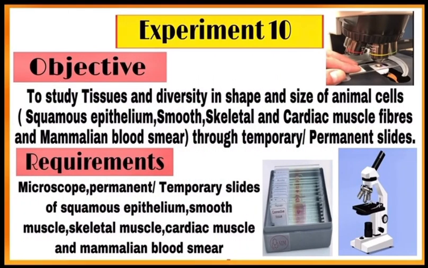Right, objective of the experiment, that is to study tissues and diversity in shape and size of animal cells. Here we will study squamous epithelium, smooth, skeletal and cardiac muscle fibers and mammalian blood smear through temporary or permanent slides. Requirements for the experiment include microscope, permanent or temporary slides of squamous epithelium, smooth muscle, skeletal muscle, cardiac muscle and mammalian blood smear.